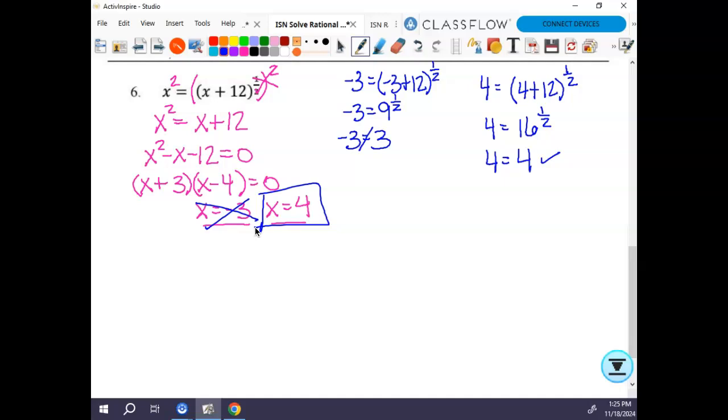Okay? So it's possible that all of your answers work. It's possible that none of them work. It's possible that some do and some don't, just depending on what you have. All right? What questions do we have? Anything? Awesome.